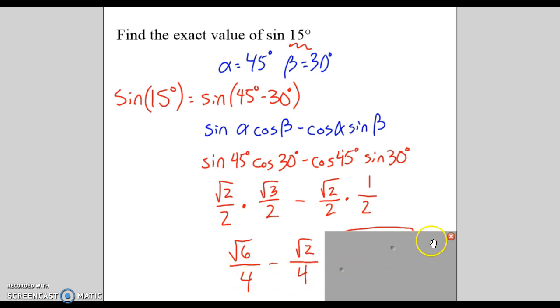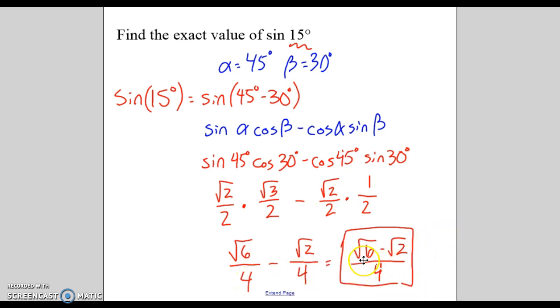They already have common denominators. Subtract them together, and that is my final answer. No, you cannot subtract different square roots. That is as simplified as it gets. And there is my exact value for what the sine of 15 degrees is. That's the square root of 6 minus the square root of 2 over 4.